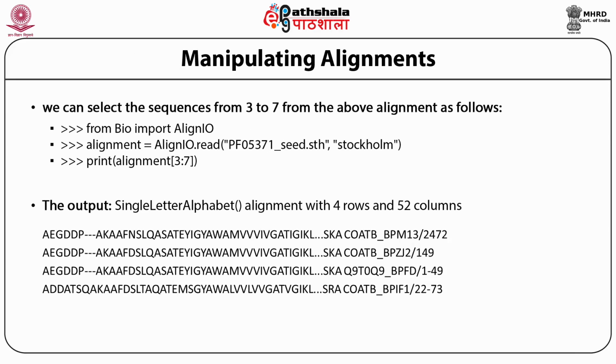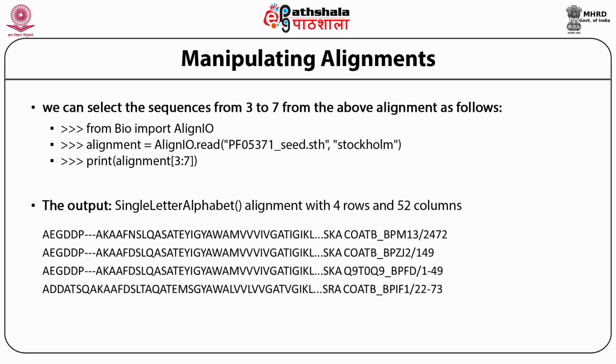It is also possible to manipulate alignments. In the earlier slide, we saw how to convert alignments into different formats. It is very similar to how we manipulated and sliced the sequences. For example, if I only want the rows from 3 to 7, the sequences from 3 to 7 of an alignment, all I have to say is print alignment, and in square brackets I say 3 colon 7. So it displays the third row to the seventh row.